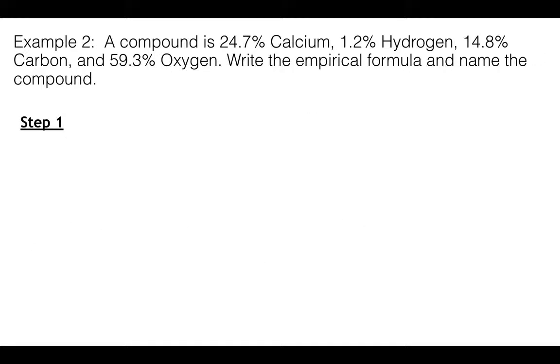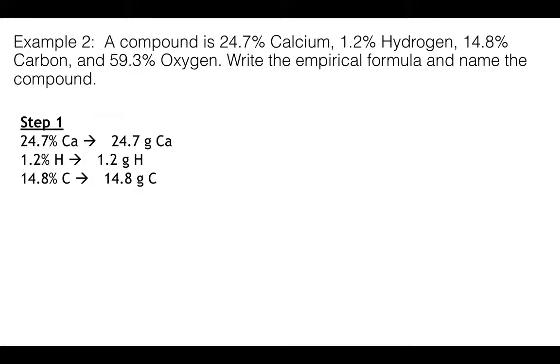Example number 2. A compound is 24.7% calcium, 1.2% hydrogen, 14.8% carbon, and 59.3% oxygen. Write the empirical formula and name the compound. So step number 1, we're going to take all of our percentages and convert them to grams. So 24.7% calcium becomes 24.7 grams of calcium. 1.2% hydrogen becomes 1.2 grams of hydrogen.